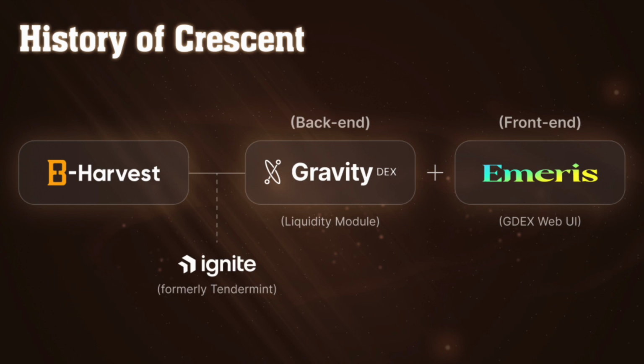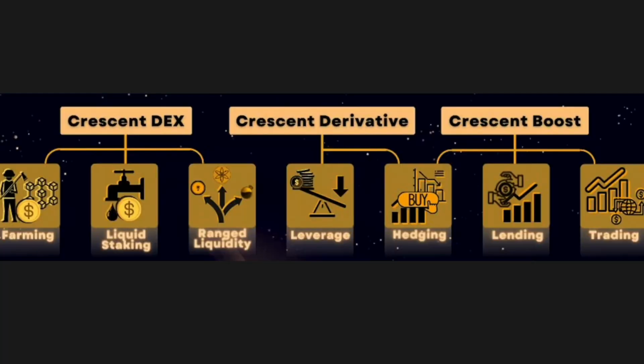So what's Crescent mainly? Crescent is a DeFi center that has formed its own chain on the Cosmos, and Crescent has three different features, which are Crescent DEX, Crescent Boost, and Crescent Derivatives. If we examine Crescent DEX, it has three different features: LP farming, liquid staking, and range liquidity.